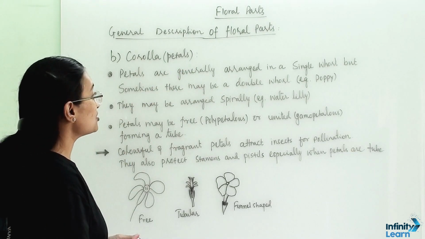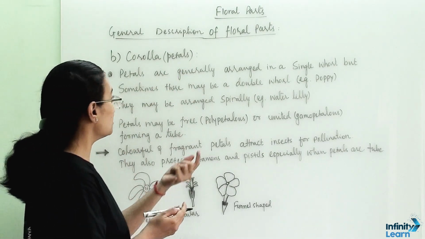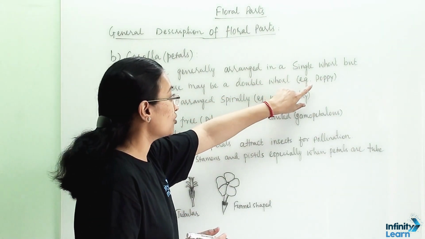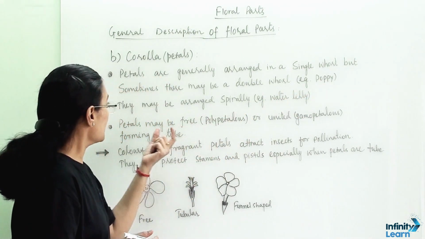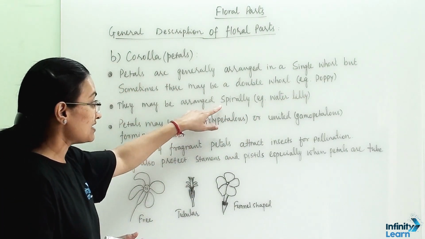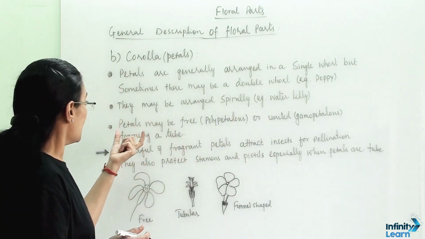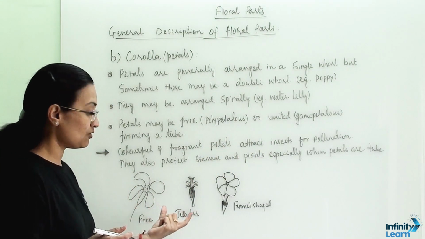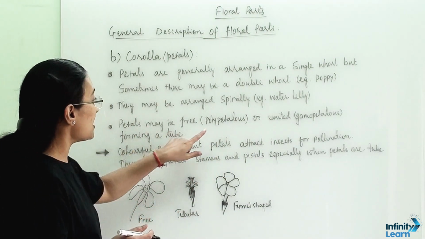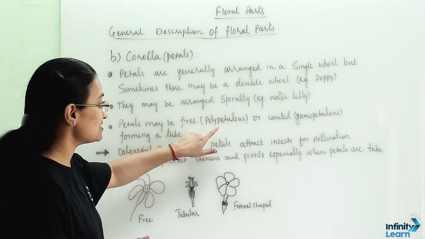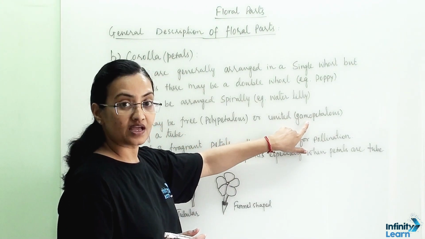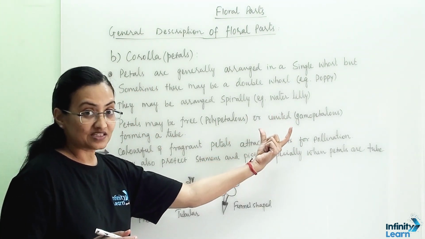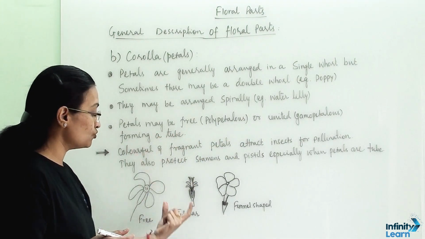So petals are generally arranged in a single whorl, but sometimes there may be a double whorl. And the example for double whorl flower is poppy. They may be arranged spirally like water lily's flower, and petals may be free or united like this. When they are free, they are known as polypetalous. When they are united, they are known as gamopetalous and they are forming a tube-like structure.